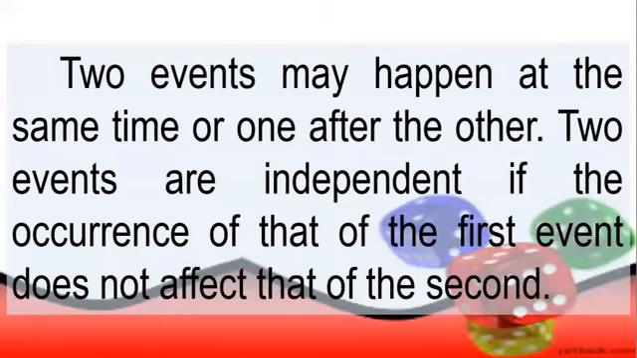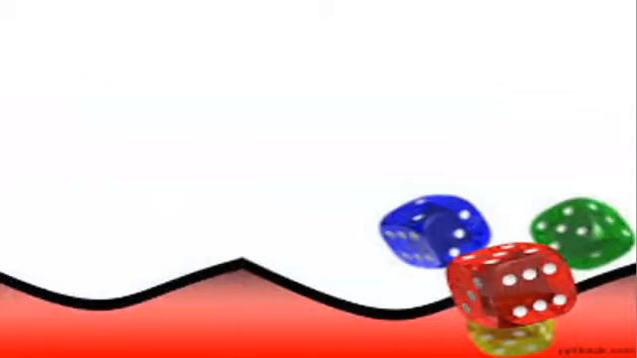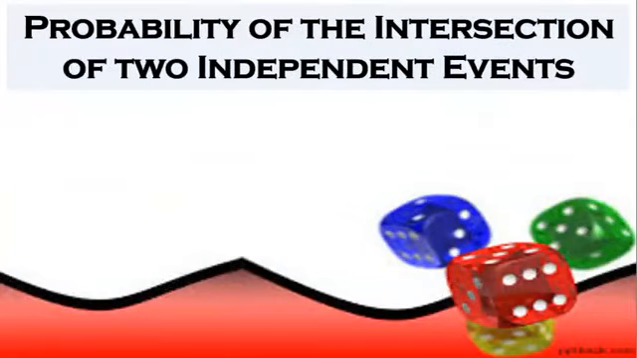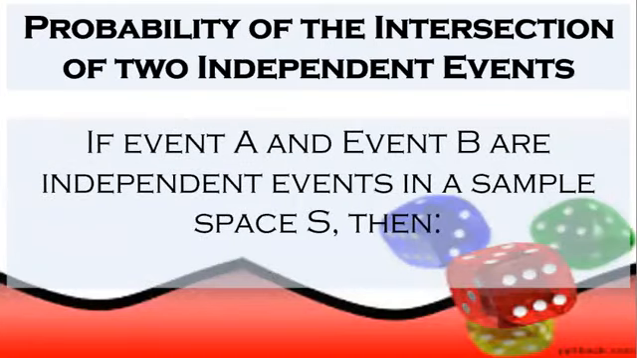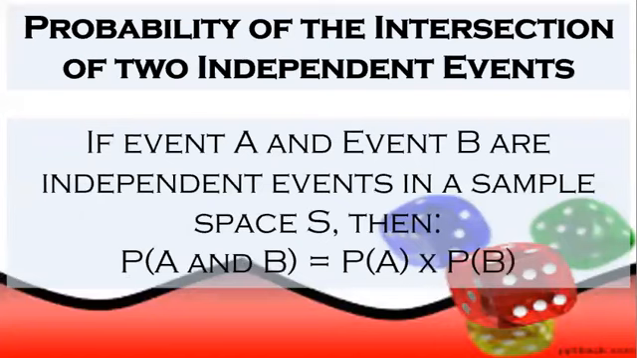So, kumbaga po, sa independent events, kapag ginawa natin yung first event, hindi po nito maapektuhan yung second event. So, otherwise, it will be a dependent event. Ayan. So, let's have this, the probability of the intersection of two independent events. If event A and event B are independent events in a sample space, then the probability of A and B is equal to the probability of A times the probability of B.